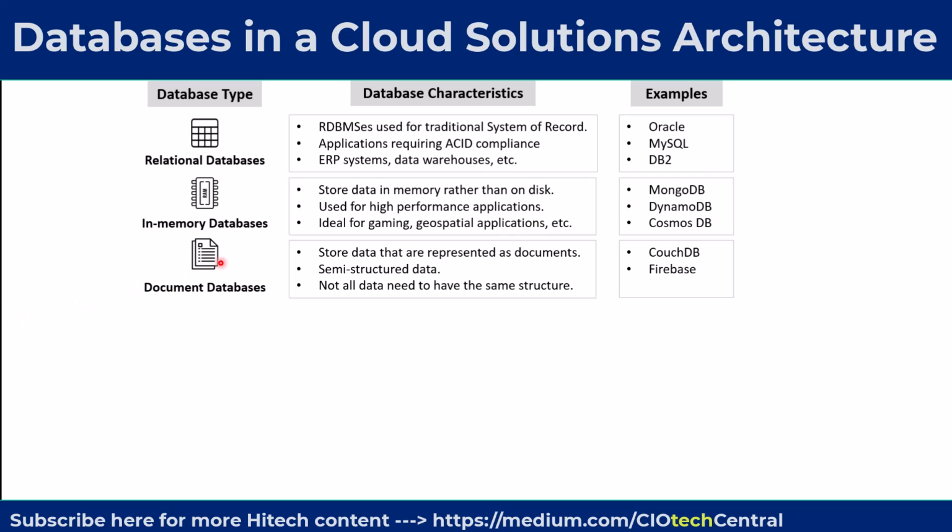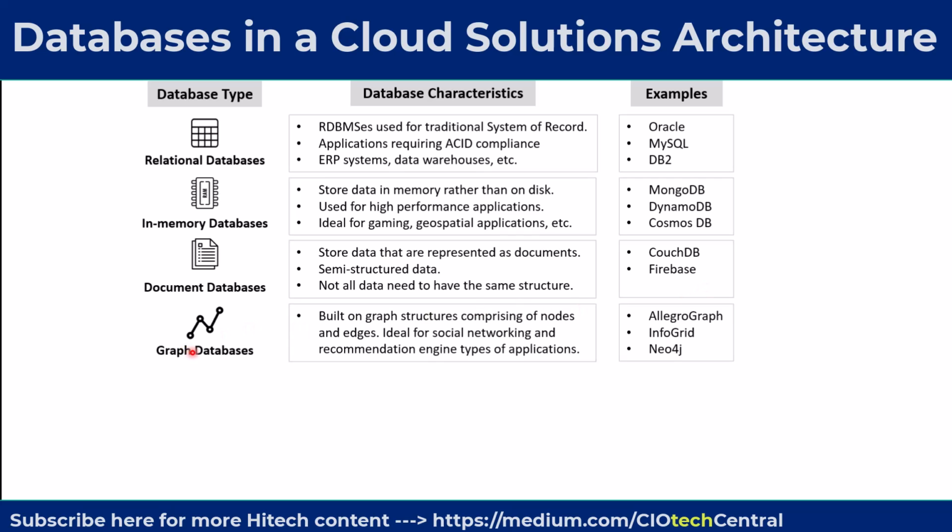As the name implies, document databases store data that are represented as documents and where data is semi-structured. Data is stored as documents where each document is made up of fields and object data values. These databases are therefore NoSQL databases. The interesting thing in these databases is that not all data need to have the same structure. Examples of document databases are CouchDB and Firebase.